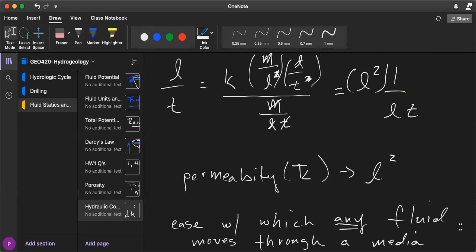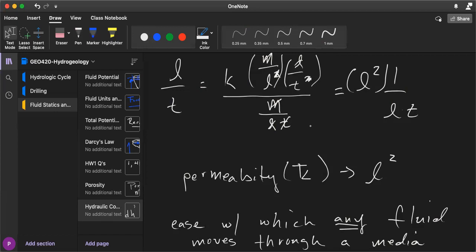So does that mean that permeability is directly related to area then? Mark Reel asked if permeability is directly related to area, and the answer is not really. It has an area unit, but it's not really related to an area per se.